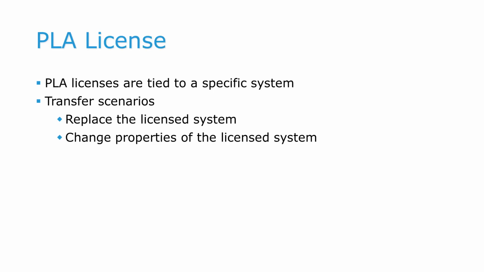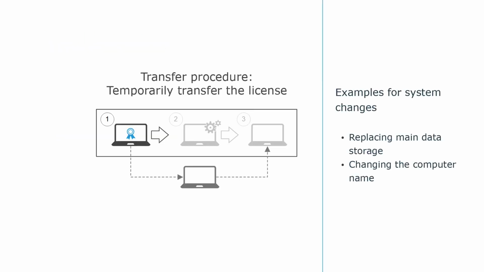Second scenario, you want to change the hardware or operating system of the computer or server to which the PLA license is tied. In the second scenario, you temporarily transfer the license to a different computer prior to making changes. Among the changes that affect your license and require a temporary transfer are replacing the main data storage and changing the name of the computer or license server to which the license is tied. Once you have transferred the license, you make your changes to the hardware or operating system of the original computer. Then you perform the transfer procedure again to transfer the license back to the original computer.